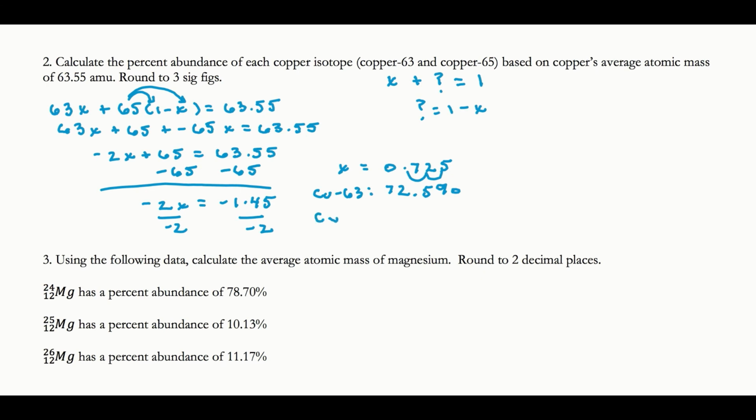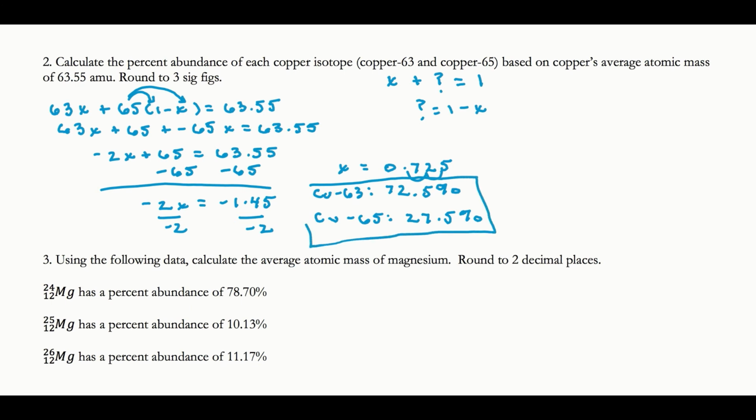Well, the rest of it is going to be copper-65. So how do I determine the percent abundance? 100 minus 72.5, and that'll give me 27.5%. Okay. And those are my percent abundances.